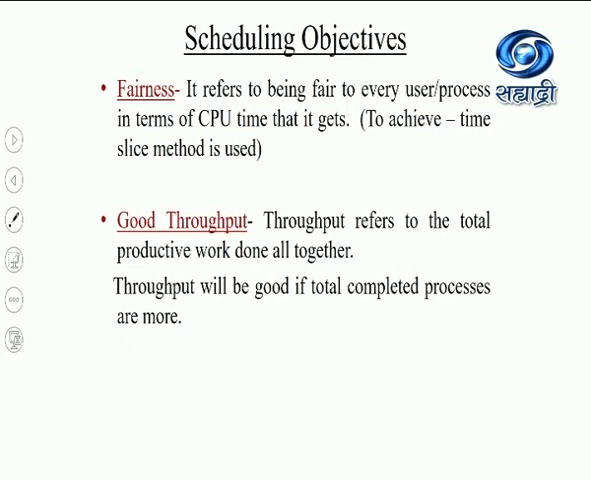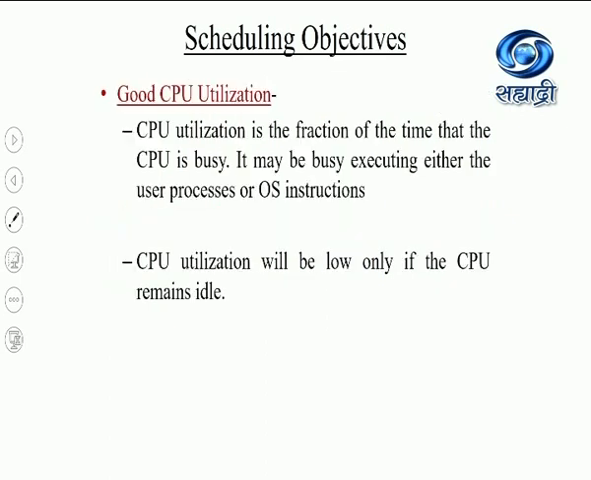First is fairness. Fairness refers to being fair to every user or process in terms of CPU time that it gets. To achieve this, time slice method is used. Good throughput. Throughput refers to the total productive work done altogether. Throughput will be good if total completed processes are more. So there should be always a good throughput.